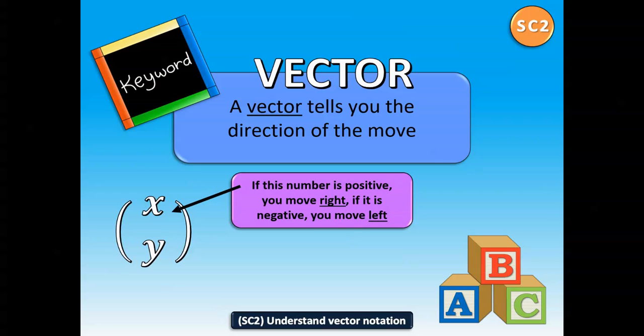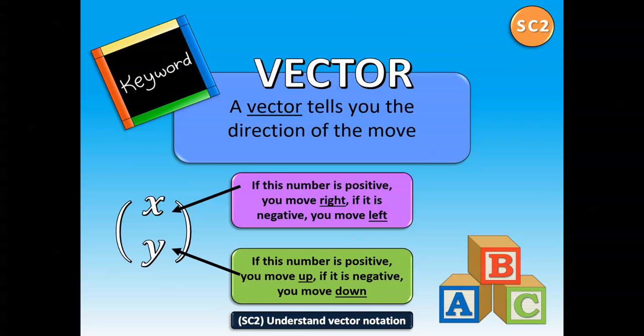The number on the top tells you whether it moves left or right. If the number's positive, it moves right, and if the number's negative, it moves left. The number on the bottom tells you whether it moves up or down. If the number's positive, it moves up. If the number's negative, it moves down.